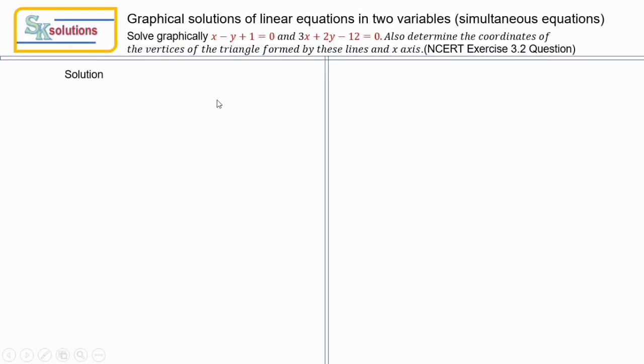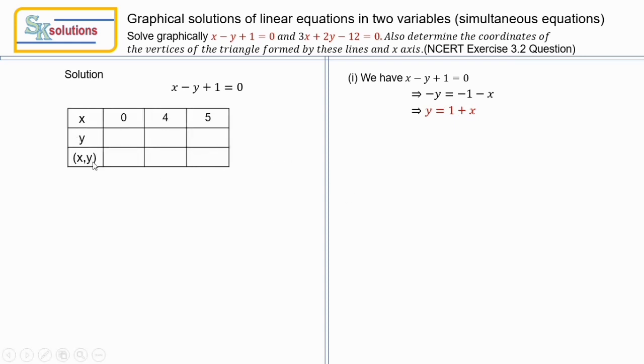Next we are going to take up a last question, which is a question from NCERT exercise 3.2. This question is also important. So let us discuss how to solve these two equations graphically. Let's take up the first equation, x minus y plus 1 equal to 0. So minus y is equal to minus 1 minus x, or y is equal to 1 plus x.